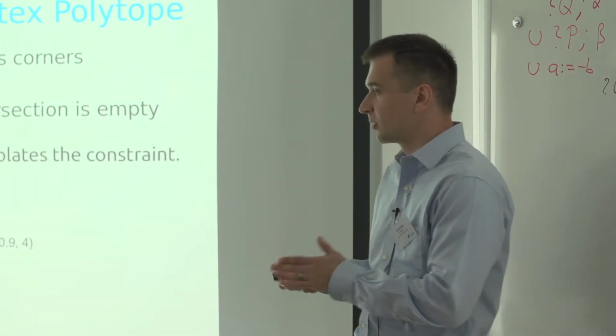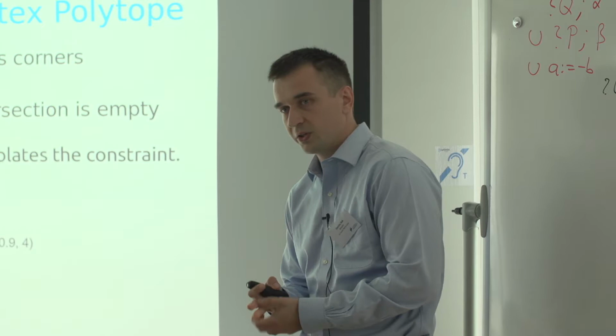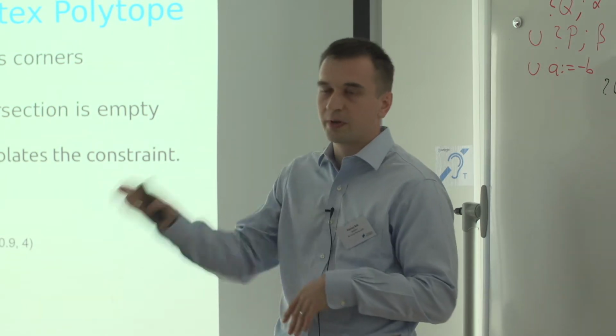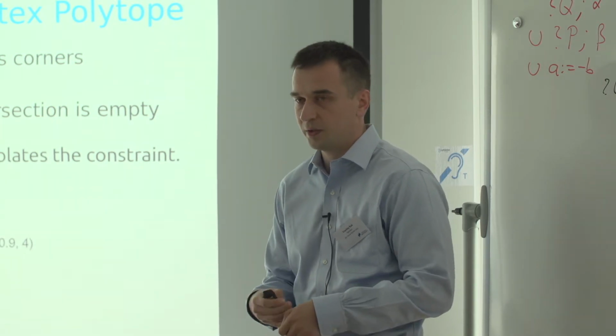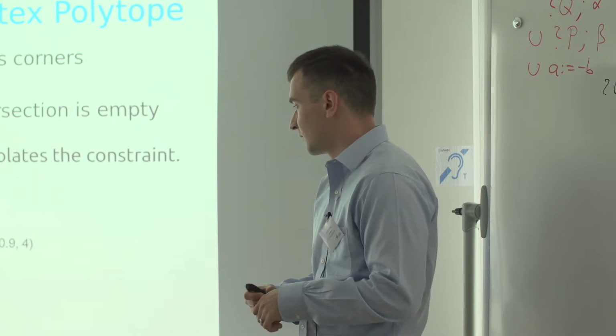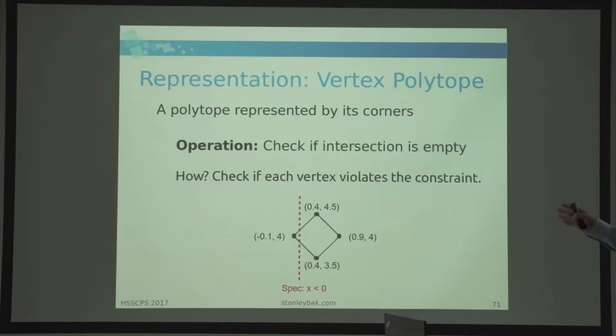Checking if the intersection is empty, which we need for safety verification, is also pretty simple. You just go through every vertex and check if any of them violates the property. Since these states are convex, this is sort of sufficient. If any of the corners violates the property, then there's some initial state that had violated the property.